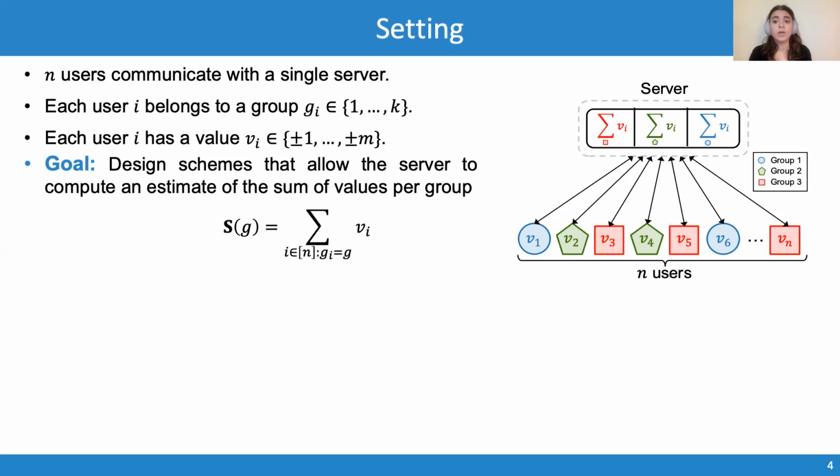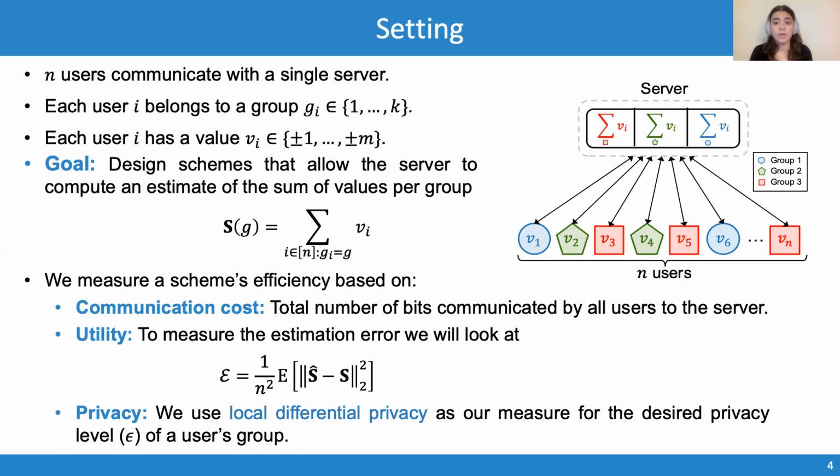For a scheme, we care about 3 things: communication cost, utility, and privacy. We determine the communication cost by the total number of bits communicated by all the users to the server. As for utility, it's the MSE. So let S hat be the server's estimate of the true sum S. Then to find the risk of the estimator, we look at the normalized mean squared error.